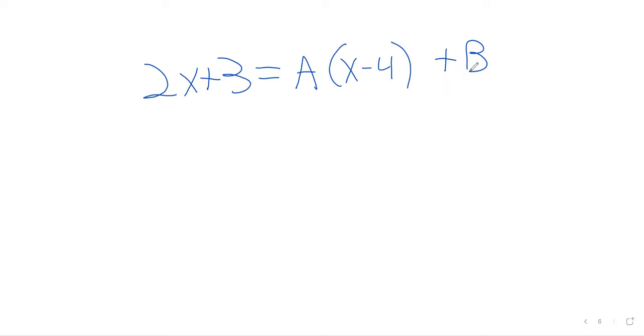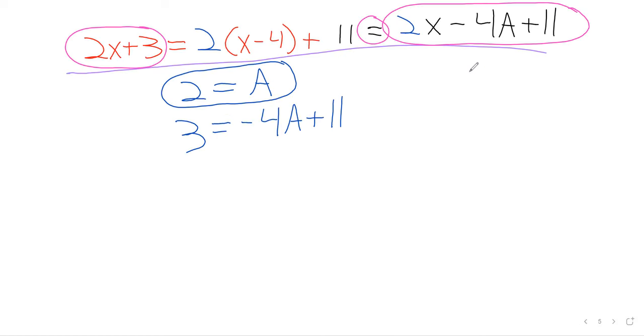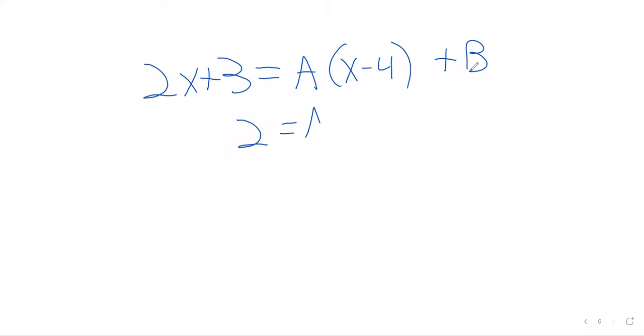If we hadn't used the Heaviside process to find that B equals 11, and we just done an argument like this, we would have gotten, well, 2 equals A, 3 equals negative 4A plus B. So again, I guess maybe I'm really overselling the difficulty of this. You could read A off from that first equation, then you could plug 2 into the second equation to find that B equals 11.